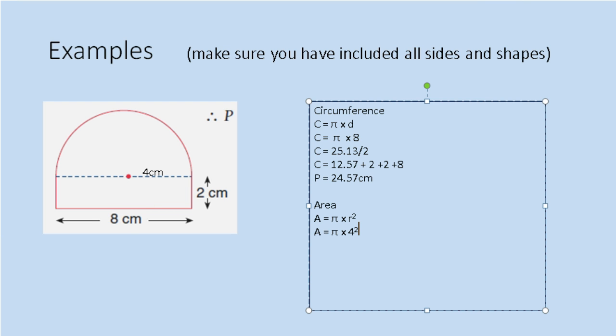So let's plug that into our calculator first. So pi times 4 squared. That gives me an area of 50.27. Now I need to halve that number because I've only got a semicircle. So divide that by 2 and I get 25.13 centimeters. So the area of the semicircle, this section here.